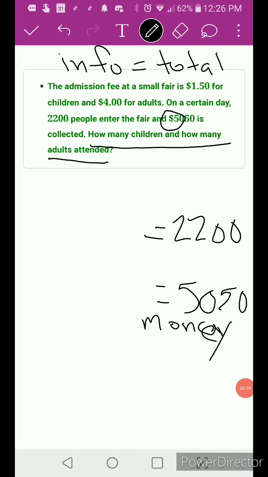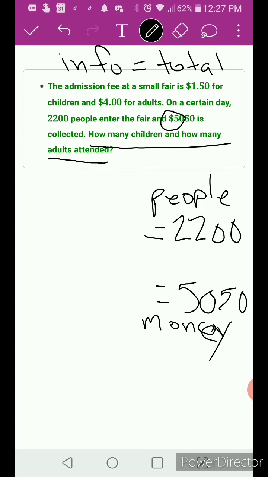That's my money equation. And what is the 2,200 talking about? It's talking about people. So this is the people equation. All my information about people goes up here in the first equation. All my information about money goes down here in the second equation. You can't see that I'm pointing where I say go down here and whatnot, but you get the drift.